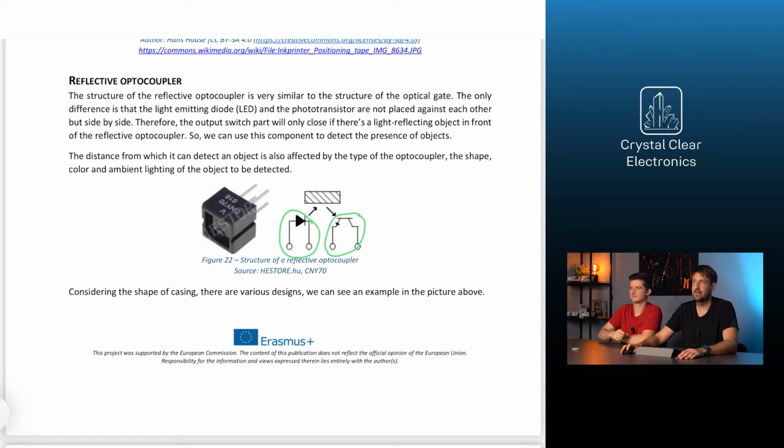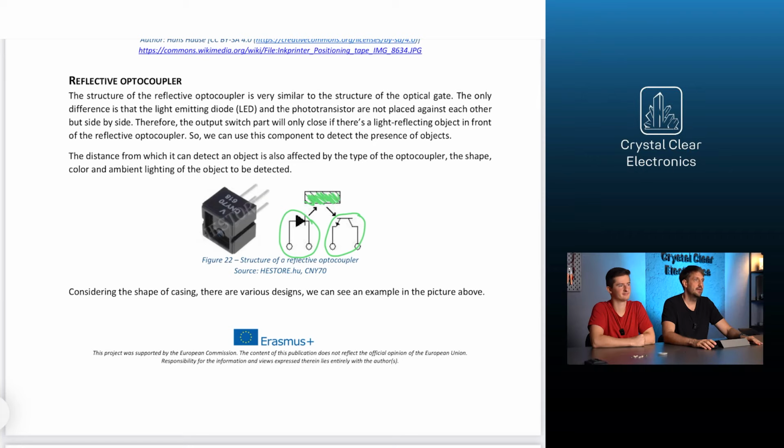Therefore, the output switch part will only conduct if there's a light-reflecting object in front of the reflective optocoupler. So, we can use this component to detect the presence of objects. The distance from which it can detect an object is also affected by the type of the optocoupler, the shape, color, and ambient lighting of the object to be detected.